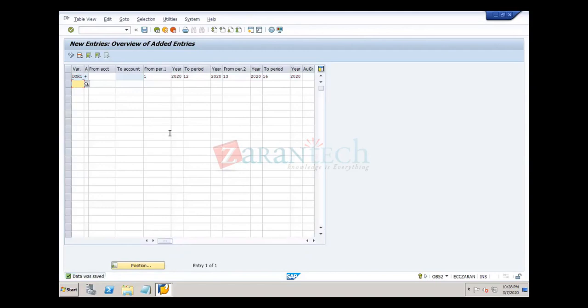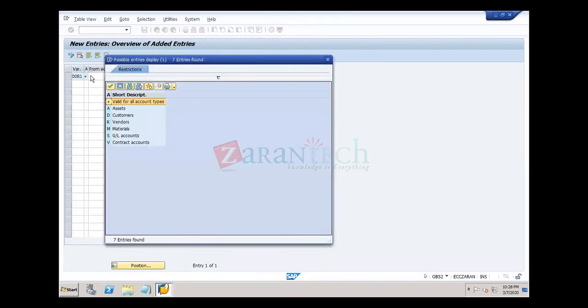Lavanya, yes, tell me. This from account and to account, what was the reason you didn't put it there? Like, I didn't understand that. Then the from account means from this one. No, the previous field, from account and to account. See this one, if at all I'm entering any account type here, okay, if I give any assets, customers, vendors, accounts.